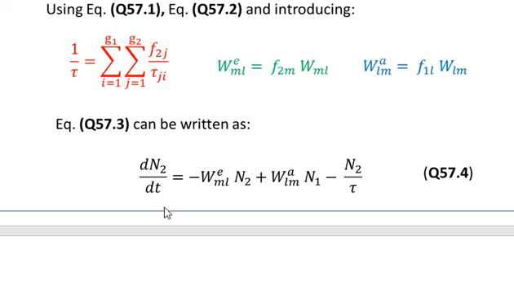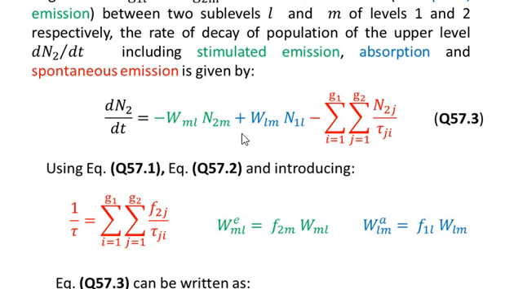So dN2 over dt is equal to minus WMLE multiplied by N2 plus WLMA multiplied by N1 minus N2 over tau. That is, we have written this equation in terms of the total population of level 1 and level 2. On the left hand side we have the total population of level 2, which is N2, and we have N2 in the next term, then N1 in the absorption term, and then N2 in the spontaneous emission rate term.